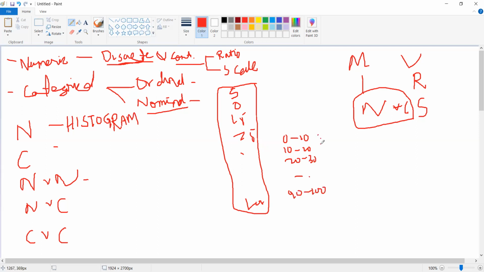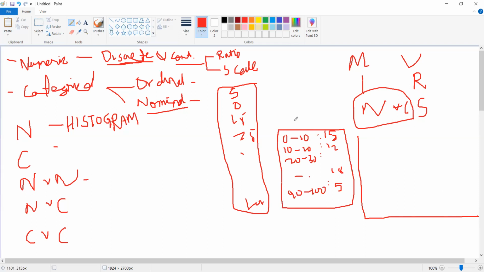Now I will put the count of students in each of these groups. How many students have scored between 0 to 10? Let's say 15,000 people have scored. Here 12,000, here 18,000, here 5,000. Now, this table I just drew is called a frequency table. We are measuring the frequency, the count of occurrence.